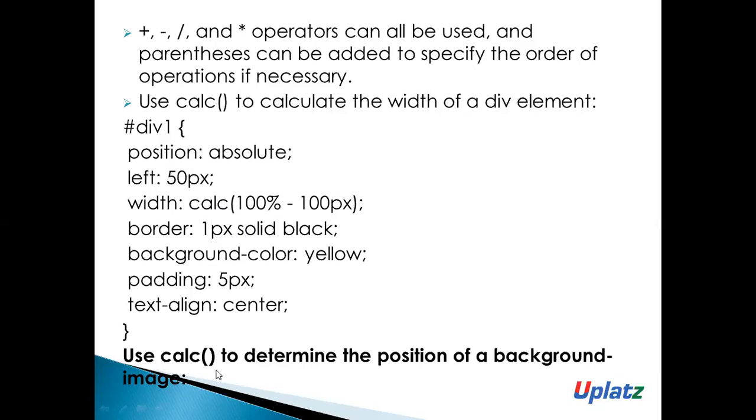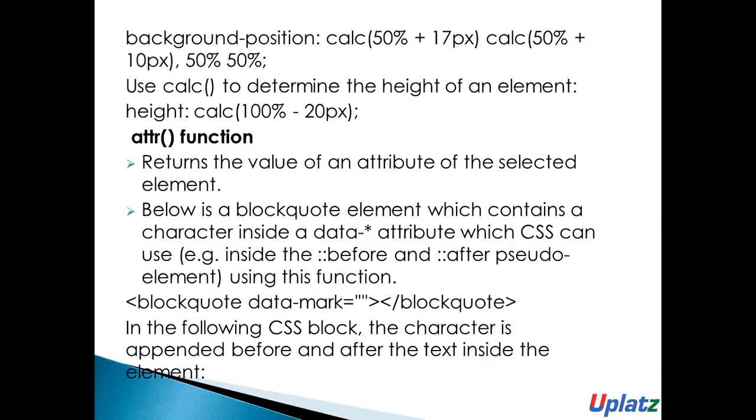So next is the use of the calc function to determine the position of the background image. How? For the background image position, I'm just using the calc function. I'm calculating the difference between pixel and percentage, and after that I'm adding everything. You can also determine the height of the element like this, calc percentage minus pixel. So you can calculate width, height, background position, whatever you want, using the calc function between percentage and pixels in order to find the difference.